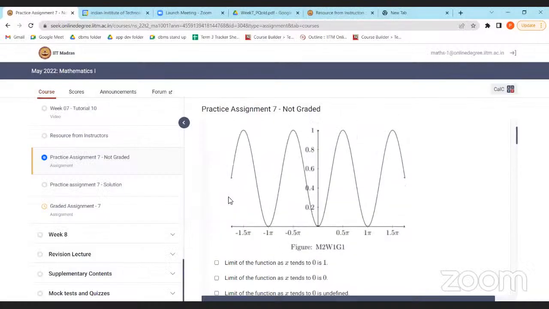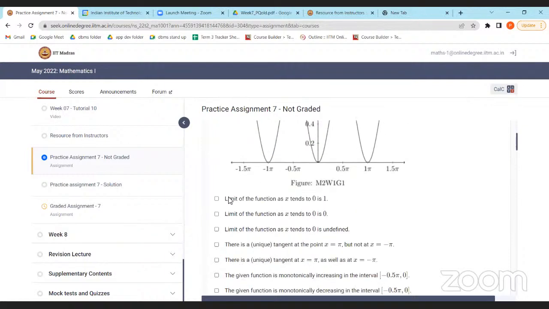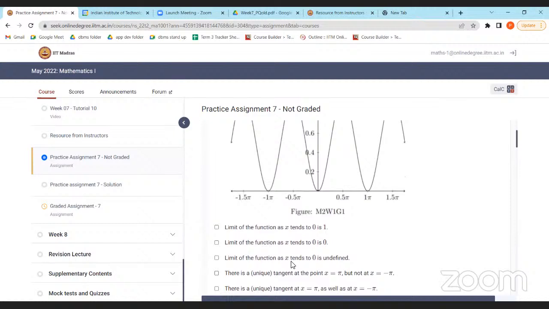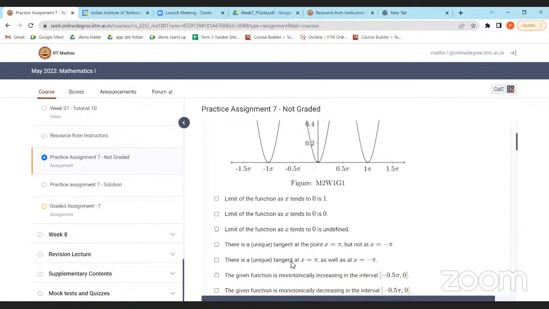Sir, I have a few doubts in the practice assignment. Question number 1. Yes, tell me. Sir, option number 4, which says there is a unique tangent at the point x equal to pi, but not at x equal to minus pi. I feel if we pass the tangent through minus pi and pi, are we not getting a common tangent between them?